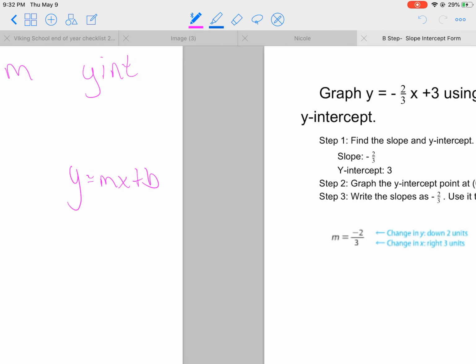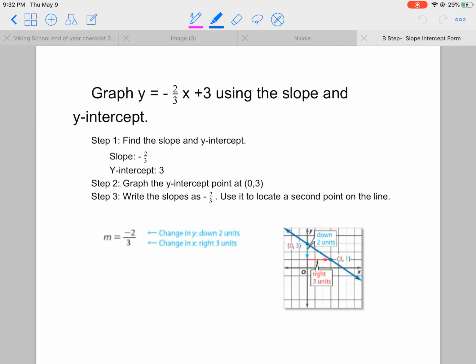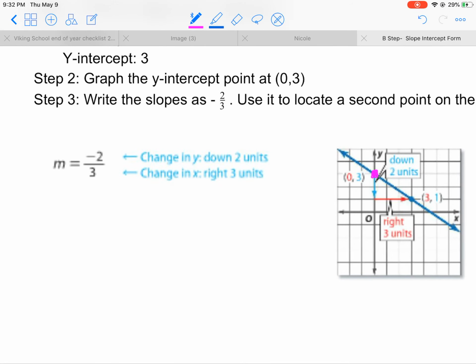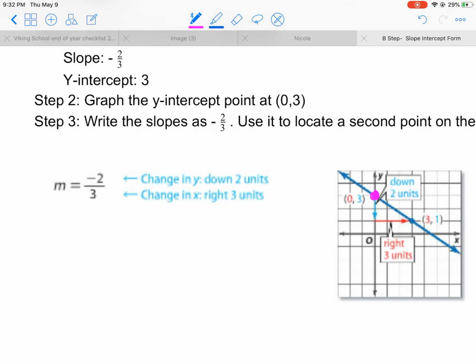For example 3, now we're going to go into where we graph using the slope and the y-intercept. This is super easy actually. A lot of people are like, what do you want me to do here? But you see that the y-intercept is 3, so that means that at (0, 3), it crosses the y-axis. Then we have our slope, -2/3. The top is the change in y, meaning it goes down 2 units. And then this is the change in x, right 3 units, so it goes right here.